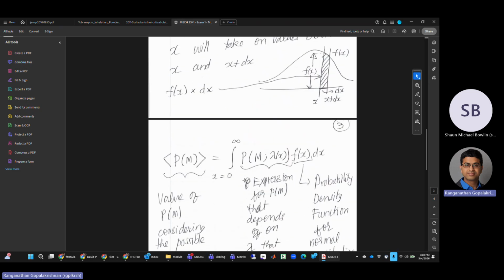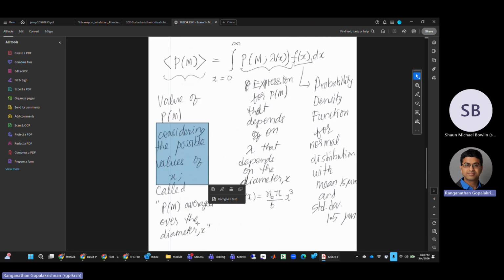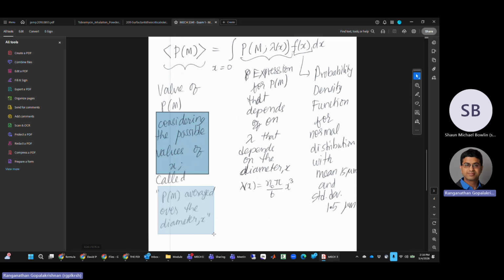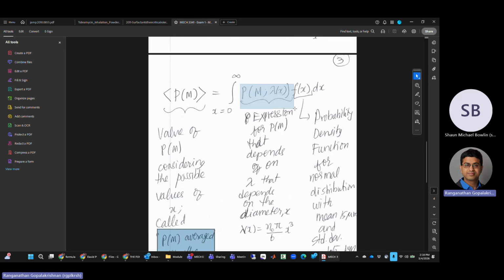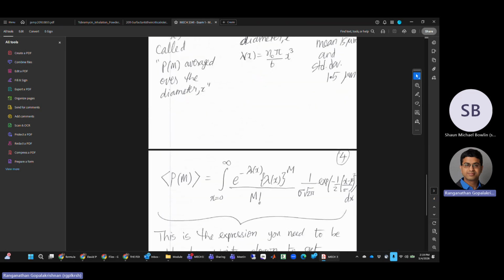So then you come back here and say, if I want to get the value of P of m, considering all possible values of x, and we call it Pm averaged over the diameter x, that would be Pm, which depends on lambda, which depends on x or the volume, multiplied by the chance that x will take on a certain value, and then summed over all possible values of x. Okay. Is the train of thought making sense? It's not about multiplying two probability functions without reason.